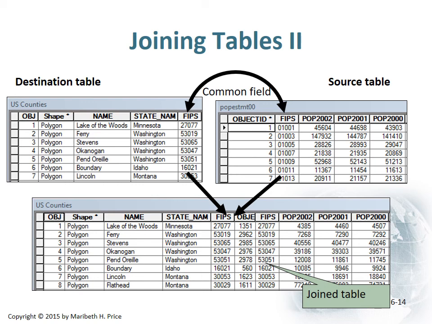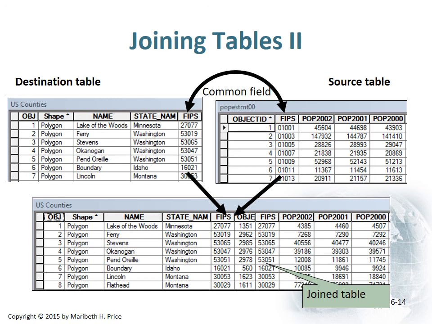counties. So one thing to take away from this particular slide is that it doesn't matter if they're ordered the same or not in each table, as long as the numbers match. If the numbers match, the information from the source table will be brought in and appended directly to the matching number on the destination table. And then we wind up again with a joined table containing information from both.